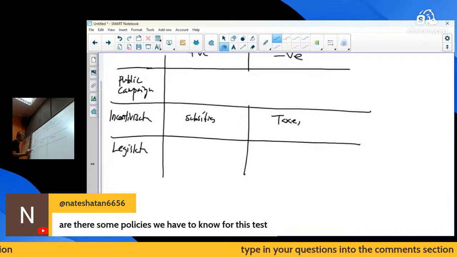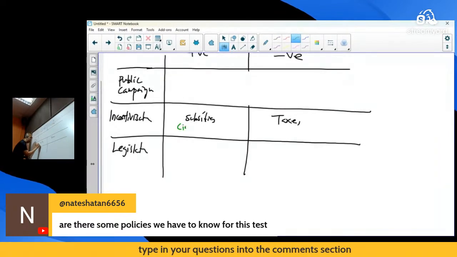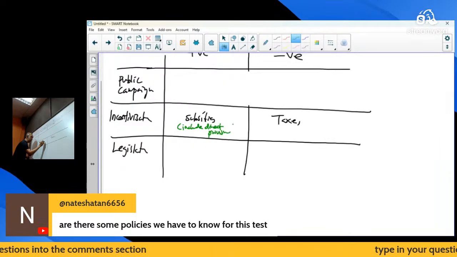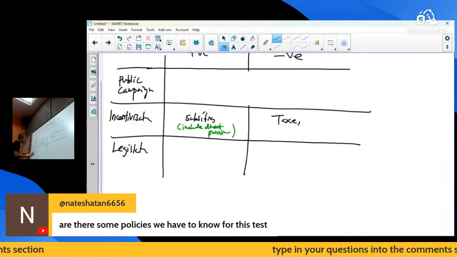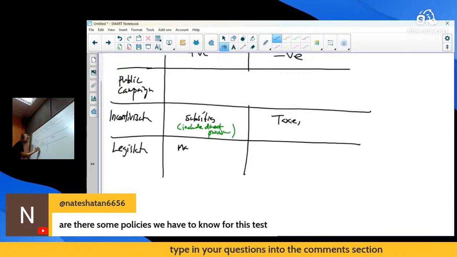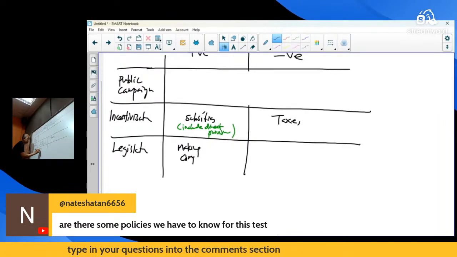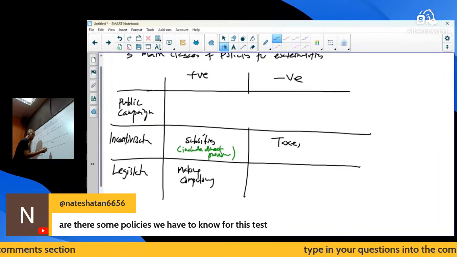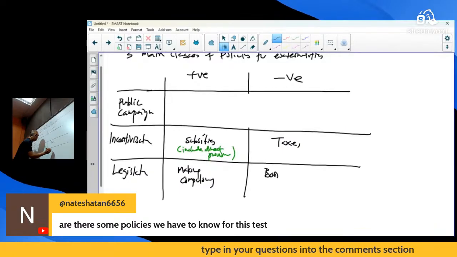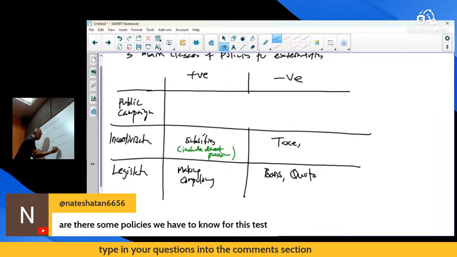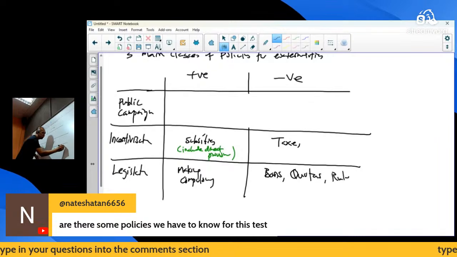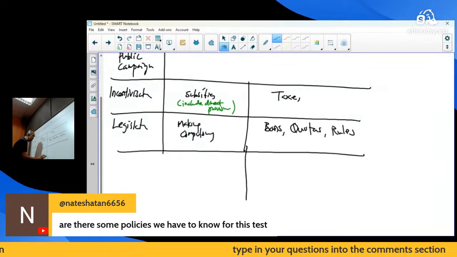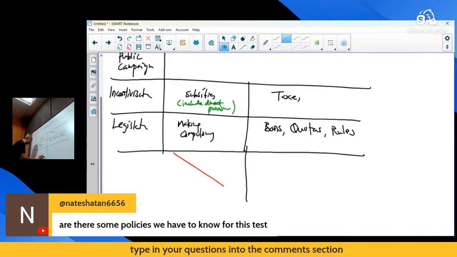By the way, our subsidies include direct provision, because direct provision is to basically have the government provide the good for free. So legislation can be making something compulsory. In terms of goods with negative externality, the government can use a ban or quotas, or certain rules. Now, for negative externality, there is a special class that doesn't apply for positive.